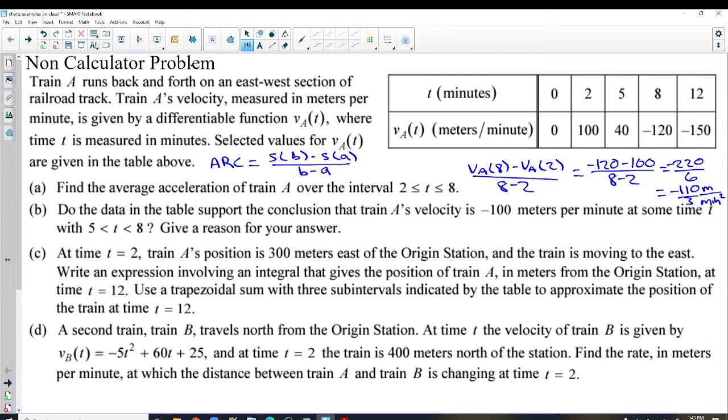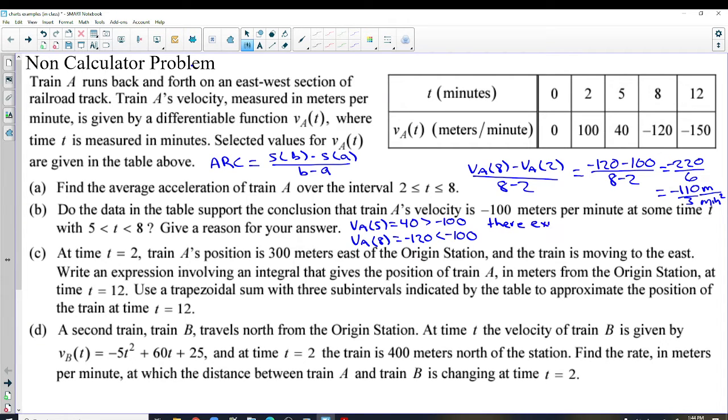Do the data in the table support the conclusion that train A's velocity is negative 100 meters per minute at some time t between 5 and 8? Give a reason for your answer. Well, we have v sub A of 5 is equal to 40, which is greater than negative 100. And v sub A of 8 is equal to negative 120, which is less than negative 100. Now, velocity is a continuous function, so this is continuous and differentiable.